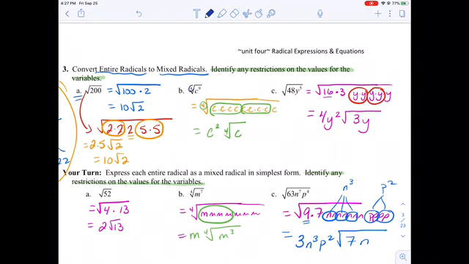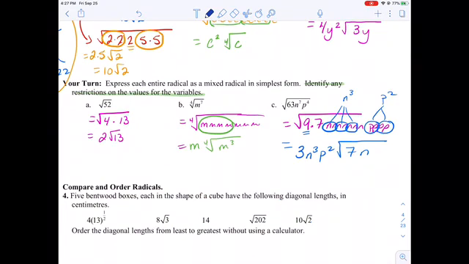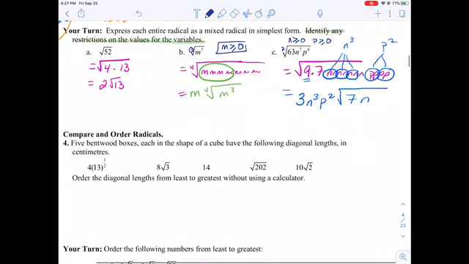If we look at this question here, we have an even index, so therefore c must be greater than or equal to 0. Even index, y must be greater than or equal to 0. So those are the restrictions. Let's look at the your turn ones down here. Even index, m must be greater than or equal to 0. Even index of 2, n must be greater than or equal to 0, and p must be greater than or equal to 0.